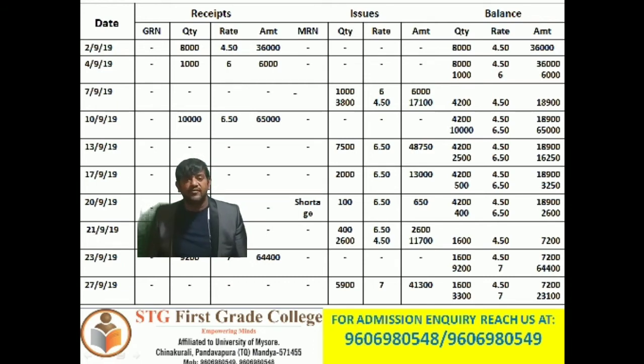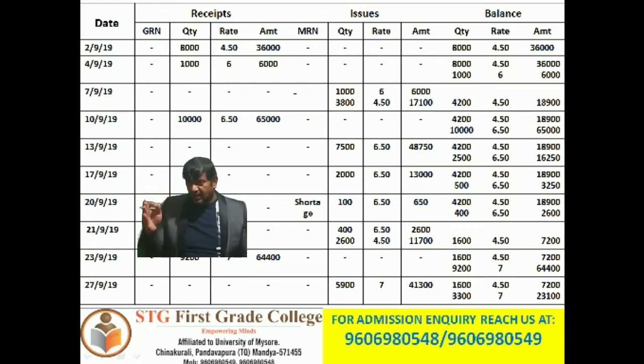Now go to 17th September. Again there is an issue of 2,000 units. When there is an issue, in the receipts column, GRN nil, quantity nil, rate nil, and amount also nil. Go to the issues column. Under the issues column, MRN nil, but quantity issued 2,000 units. If you look at the balance on 13th September, the bottom balance is 2,500 units. Here I am supposed to issue 2,000 units. So out of 2,500 I am issuing 2,000 units at rupees 6.50 per unit. The amount comes to 13,000 rupees.